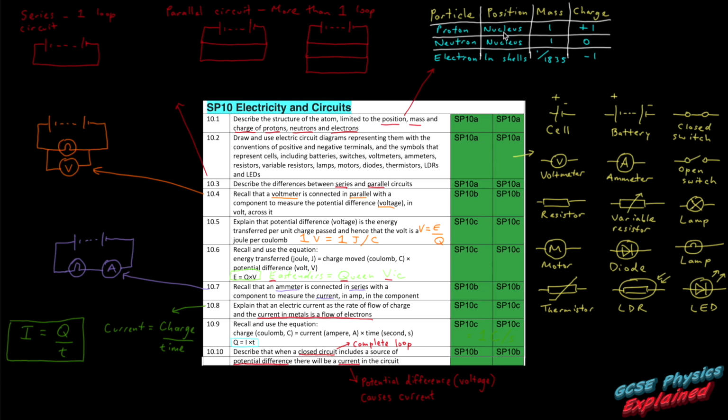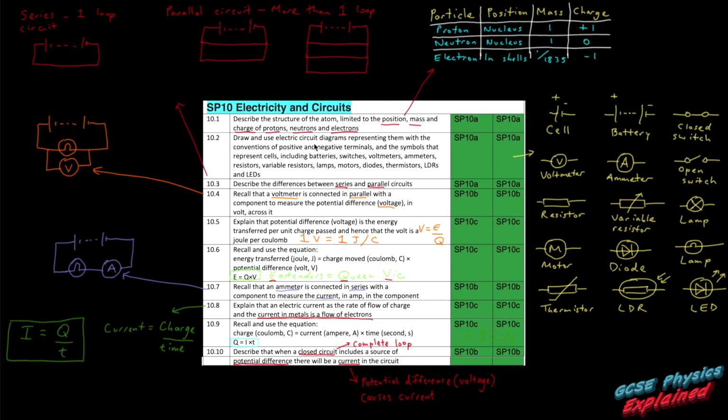So the proton is found in the nucleus. It's got a mass of 1 and a charge of +1. The neutron is also found in the nucleus. It's got a mass of 1 and a charge of 0. Neutron is neutral, proton was positive. And the electron is found in shells that orbit the nucleus. Its mass is approximately 2,000 times lighter than the proton and the neutron. It's 1/1835 if you want to be precise. And the charge is -1.